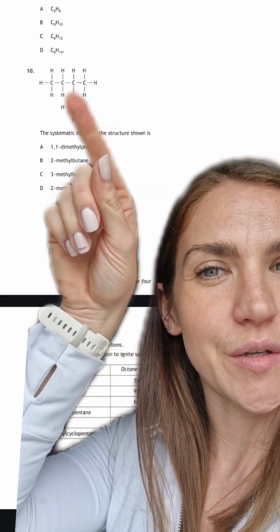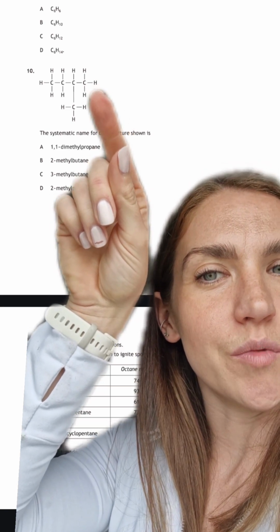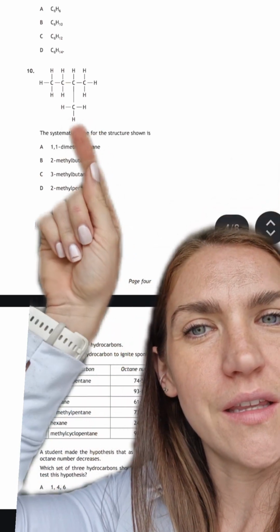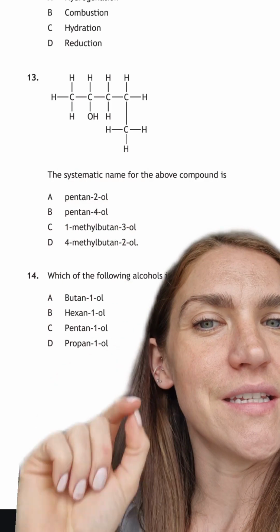In this example, there's a branch closer to this end of the carbon chain, so we would number this one carbon 1, and it would be 1, 2, 3, 4. This would make this molecule 2-methylbutane, and going back to this one, this would be pentan-2-ol.